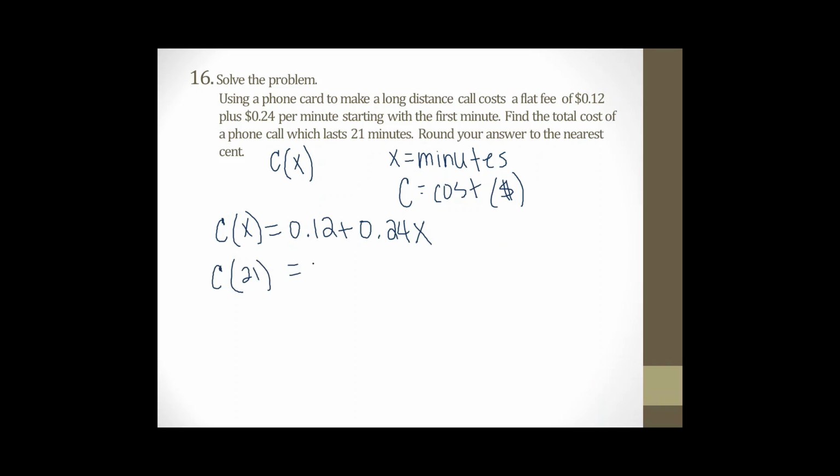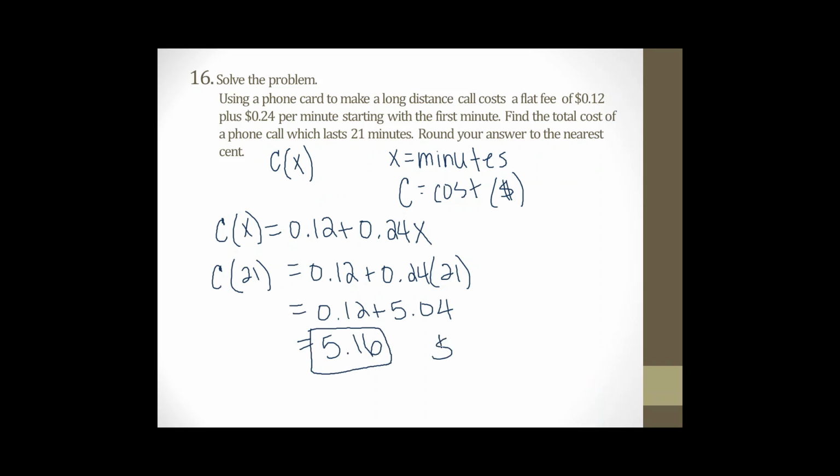So I'm going to plug in 21 in for x. So 0.12 plus 0.24 times 21. We've got 0.12 plus 5.04. That's going to give us $5.16. And it says to round your answer to the nearest cent. And so that is basically the same as rounding to the nearest hundredth or 2 decimal places. So this would be our final answer here. So that would be $5.16. All right, let's move on to number 17.